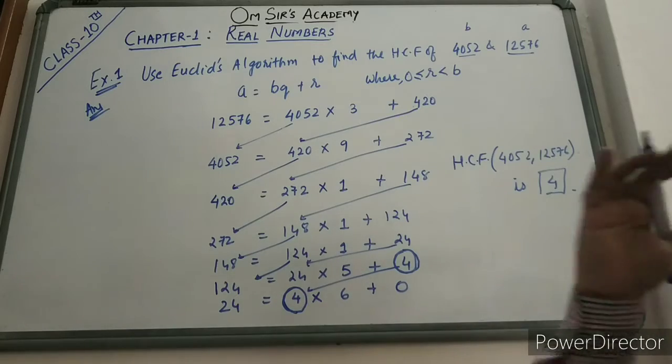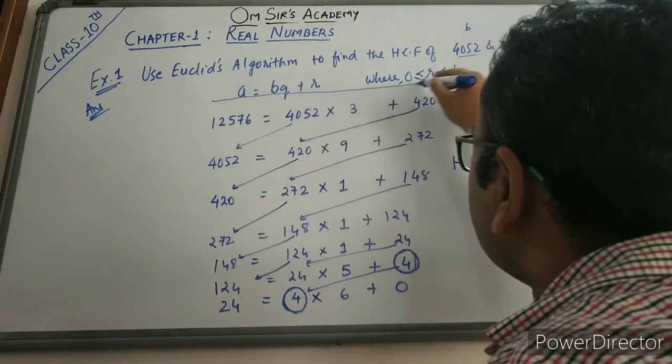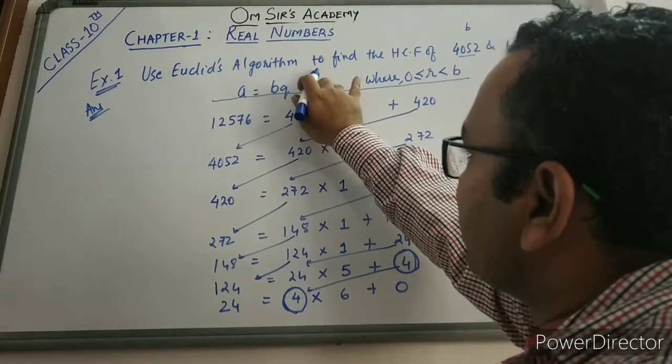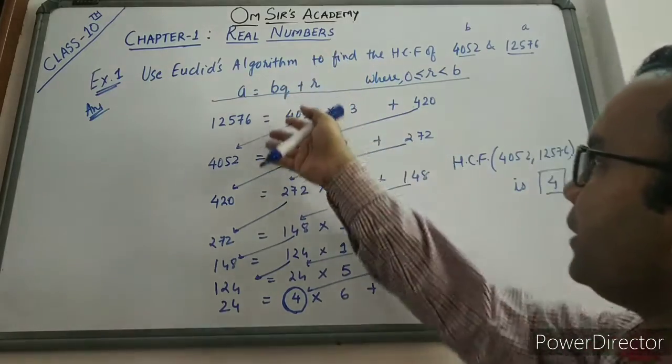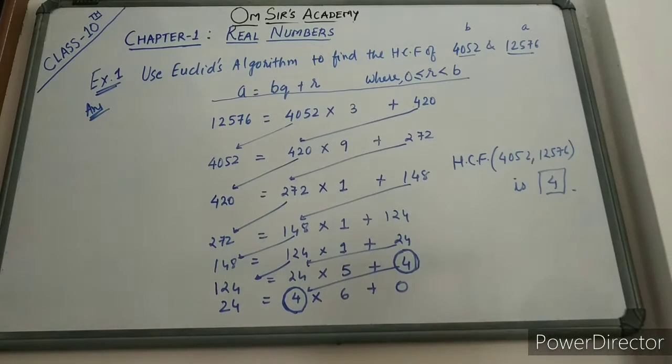Again, what I want to repeat is we first used Euclid's division lemma, and on that basis we used this algorithm, Euclid's division algorithm, and found out the HCF. Is it clear, friends? So this is very simple and you can also do it in your books. Okay.